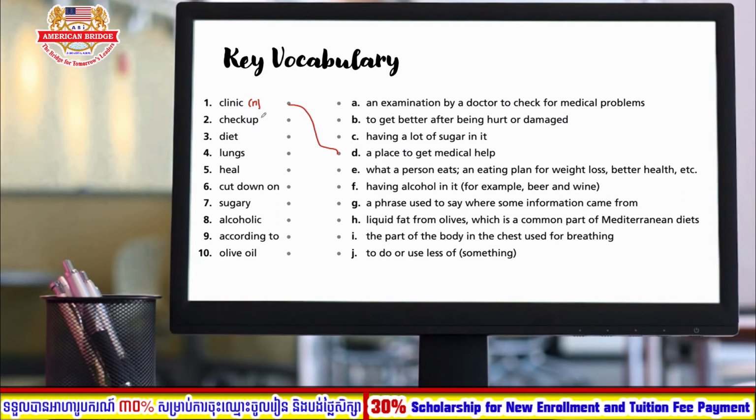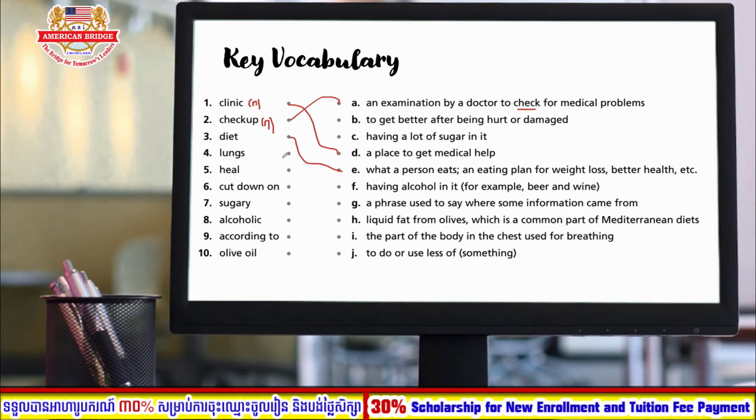Number 2, check up. Check up can function as a noun or it can function as a verb, but in this context it functions as noun. So check up means an examination by a doctor to check for medical problems. Diet, so diet also functions as noun and it refers to, so which one? Let's find out the meaning here. Okay, diet refers to the things that people eat. Okay, here is what a person eats, an eating plan for weight loss or better health.